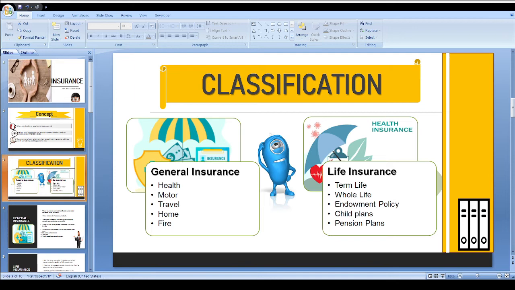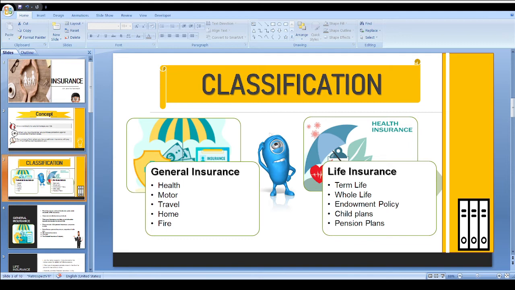Next one is whole life insurance. As its name suggests, it will cover the whole life risk of an individual, and this could be one of the better opportunities for an individual, covering life risk and accidental risk, and also providing you a lump sum amount after maturity. Next one is the endowment policy. An endowment policy is somewhat similar to a whole life policy. At the time of maturity, you will get some amount of money based on the premiums you have been paying.